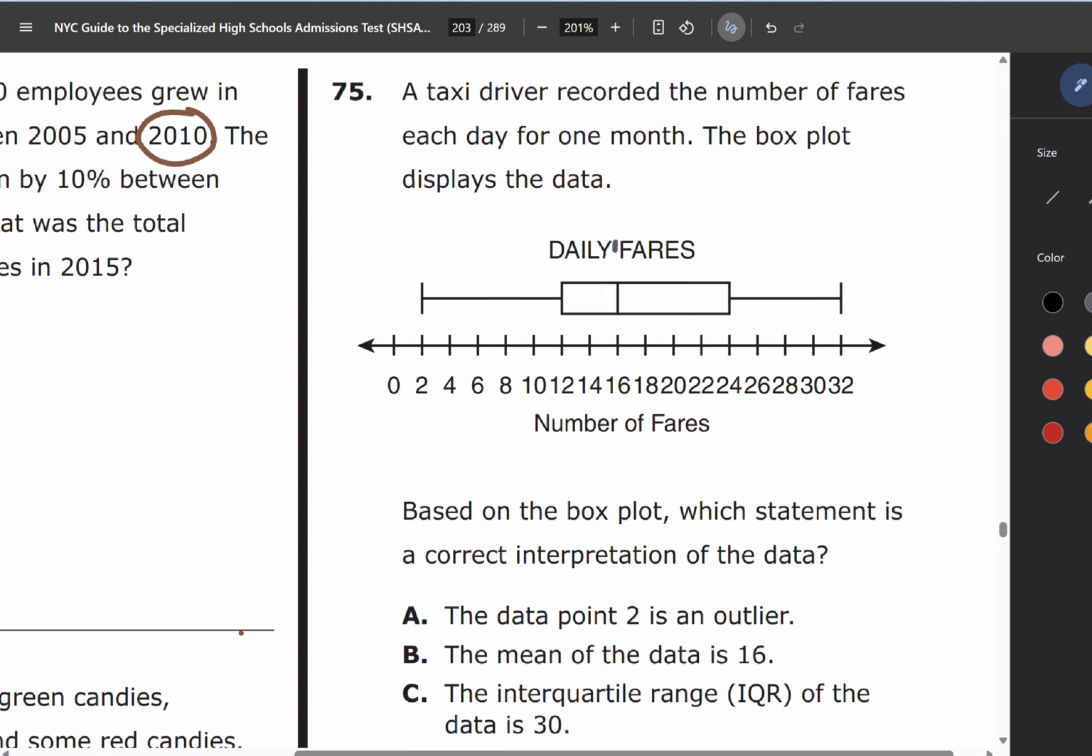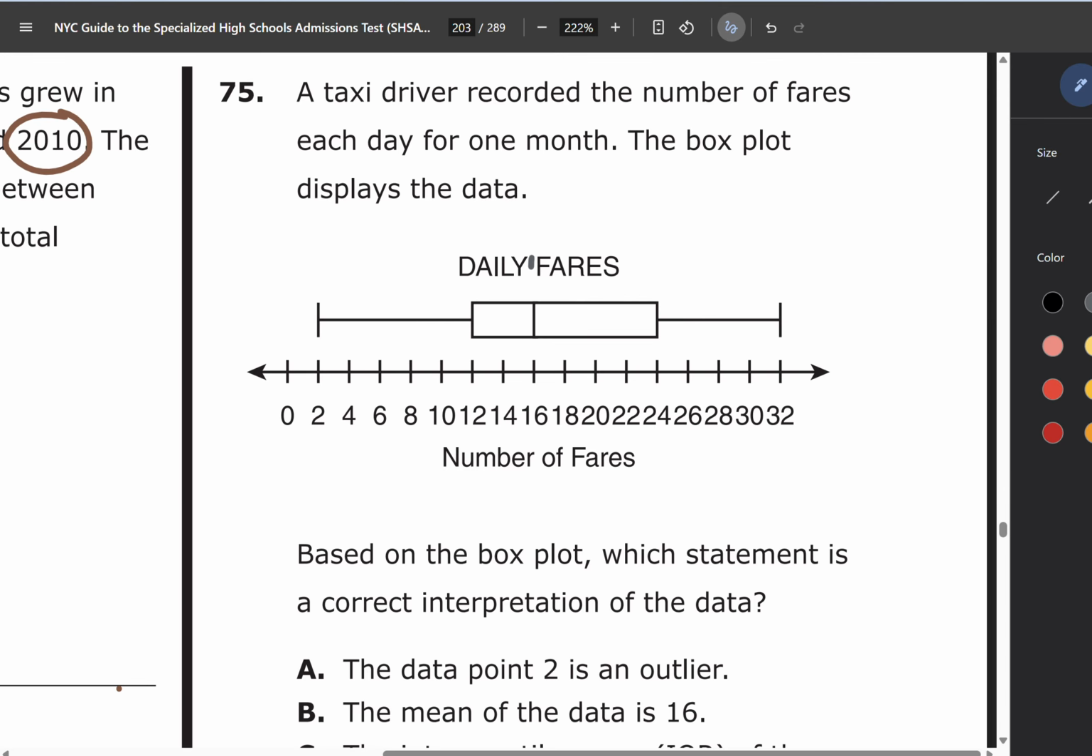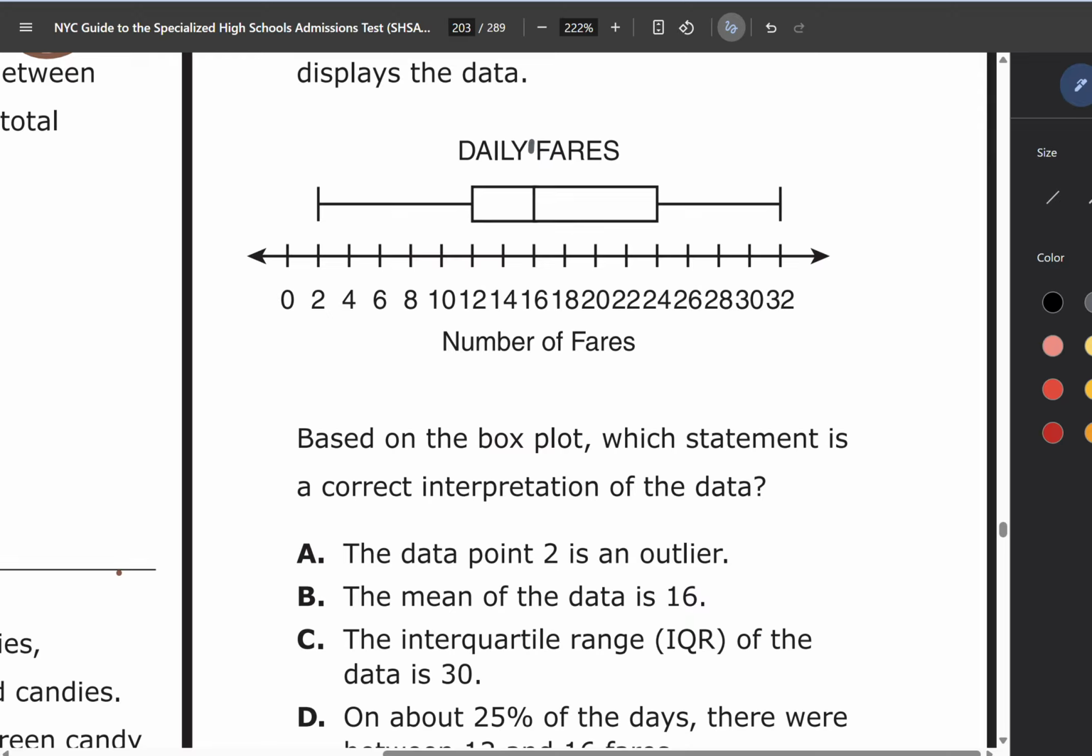Alright, so we're going to be looking at question 75, an example of a question you might get about box plots. Box plots are a very important topic on the exam because they can pretty much ask you anything about them, and there are some basic things you need to know. So let's get started with this problem. 75. A taxi driver recorded the number of fares each day for 1 month. The box plot displays the data. Based on the box plot, which statement is a correct interpretation of the data?